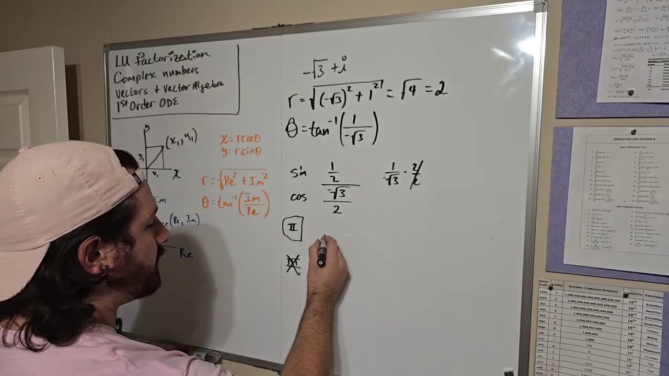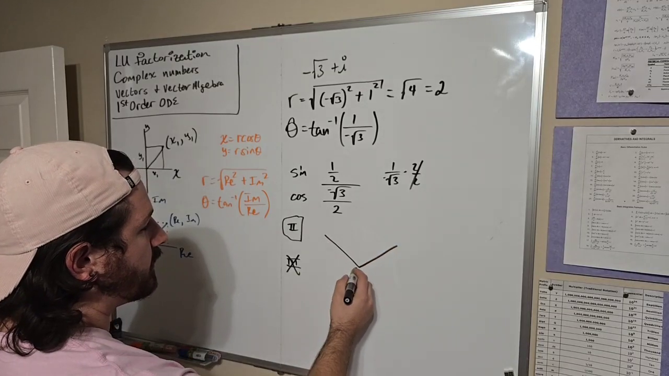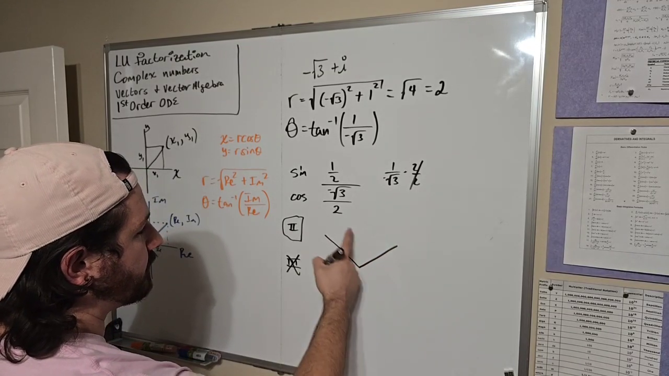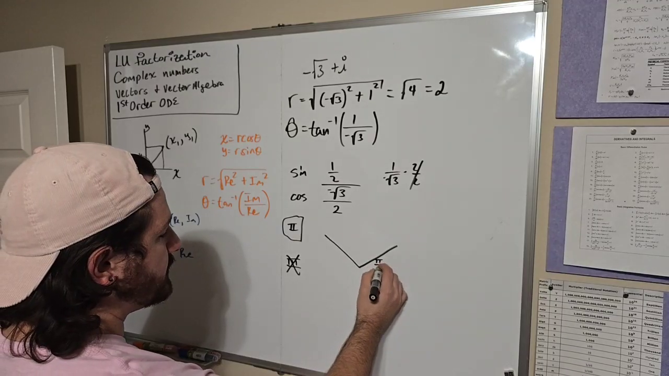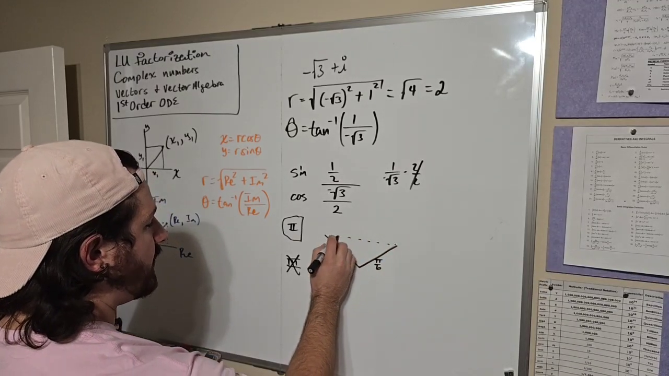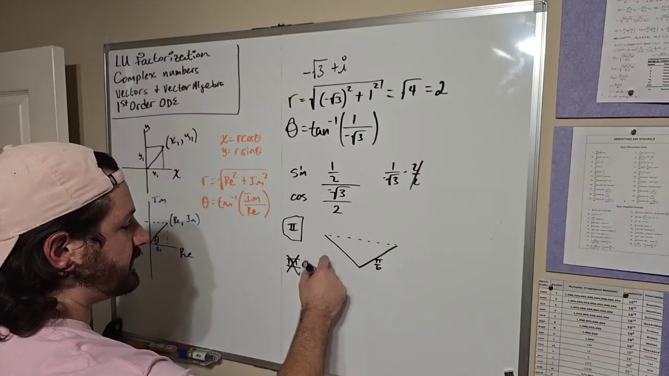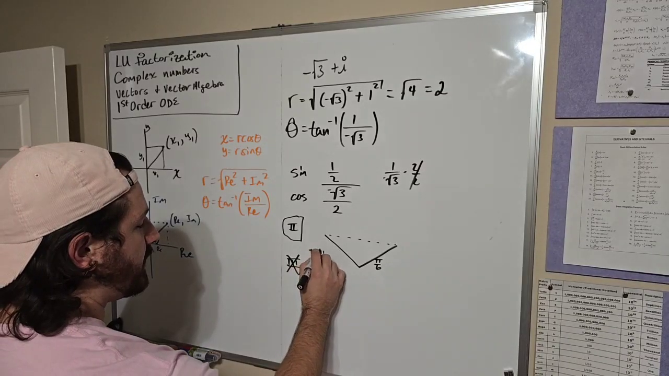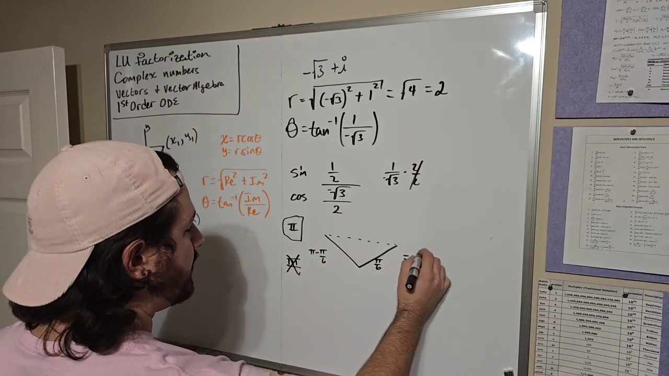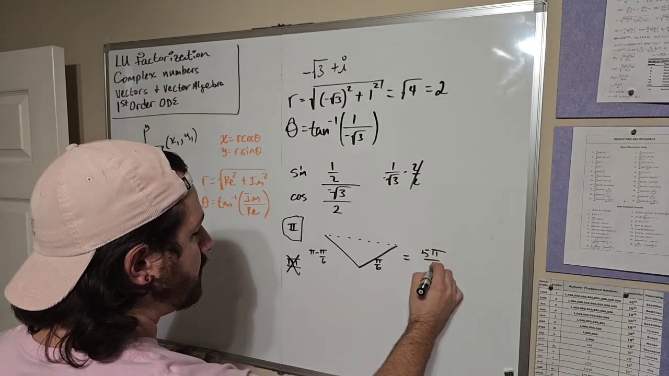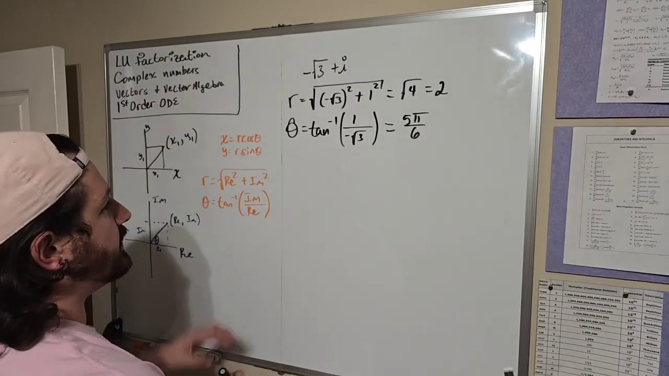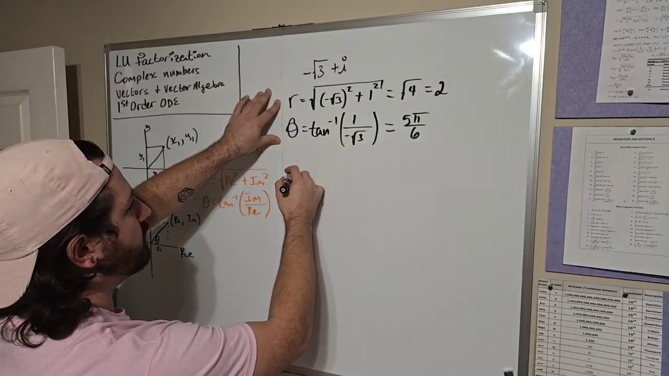Well, if we remember, our cosine of root 3 over 2 occurs at pi over 6, and the same height is going to be when you take pi over 6 away from pi. So pi minus pi over 6. So we're going to get here 5 pi over 6. So now we have our r and our theta, we can write our polar forms.